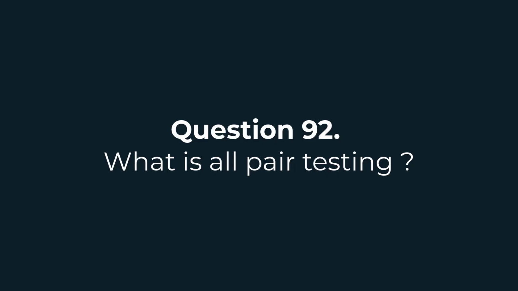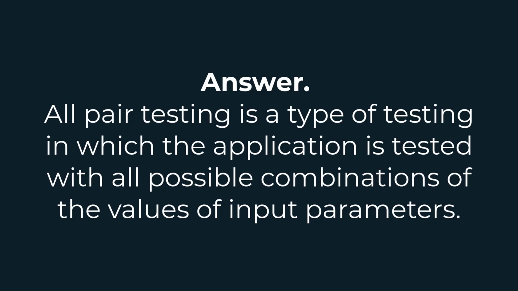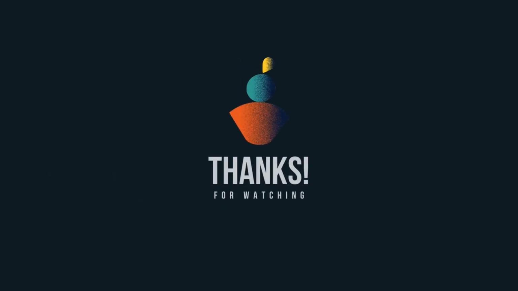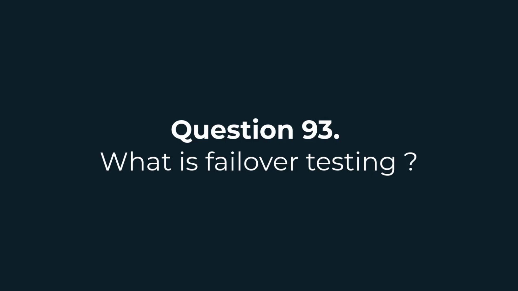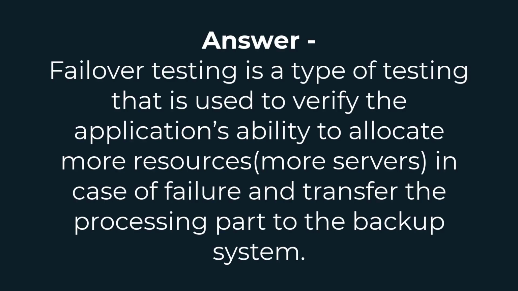Question 92. What is all-pair testing? Answer. All-pair testing is a type of testing in which the application is tested with all possible combinations of the values of input parameters. Question 93. What is failover testing? Answer. Failover testing is a type of testing that is used to verify the application's ability to allocate more resources, more servers, in case of failure and transfer the processing part to the backup system.